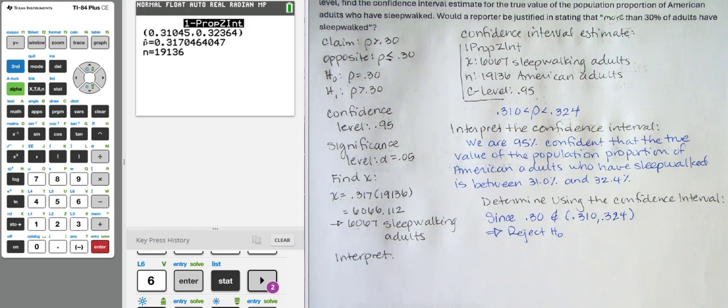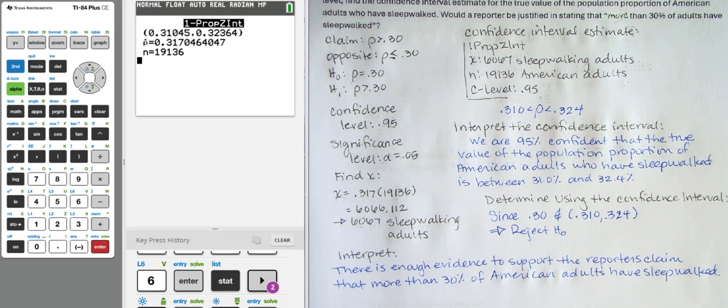We can now write our interpretation. Since our claim falls within our alternative hypothesis, and we're rejecting the null, there is enough evidence to support the reporter's claim that more than 30% of American adults have sleepwalked.